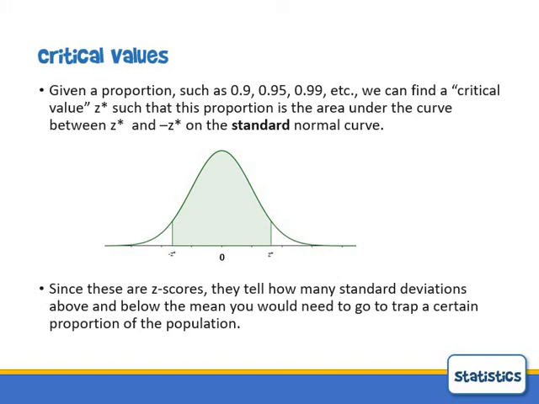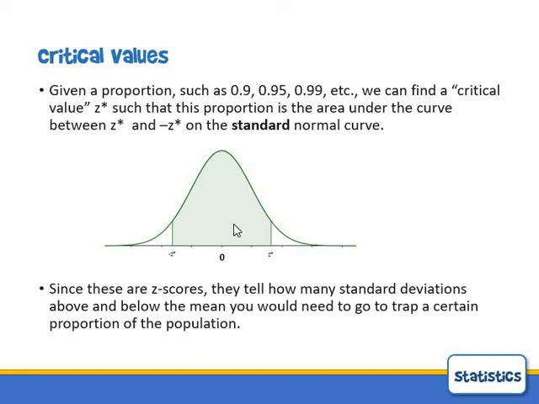Between negative z star and z star, the area is whatever your confidence level is. If you want 95%, you would need to have 0.95 be the area in between negative z star and z star. If you wanted a 90% confidence interval, you would need 0.9 to be the area between negative z star and z star. So what we're really doing in the formula is we're doing that for the standard normal distribution, and then we're multiplying by sigma over square root of n, which converts it back to the distribution for x bar.